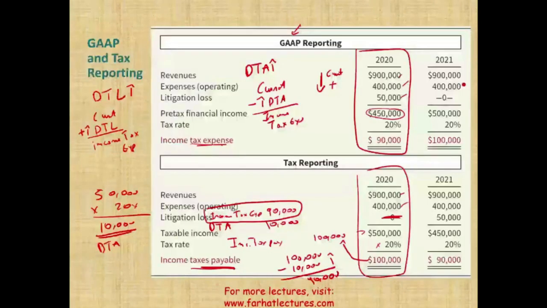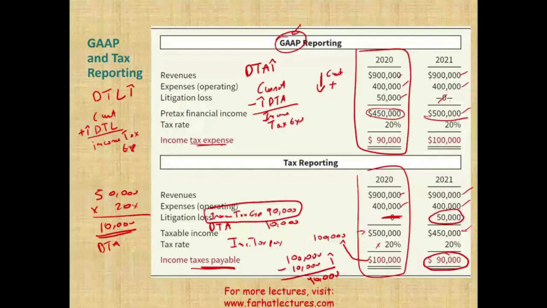So for 2021 GAAP, I have 900,000 in revenues, 400,000 in expenses, the lawsuit deduction already taken. I have pre-tax financial income of $500,000. I'm going to stop right here. Let's go to tax purposes. 900,000, 400,000, and now I paid for the lawsuit 50,000. Therefore, my taxable income is 450. 450 times 20%, I have to pay the IRS $90,000.